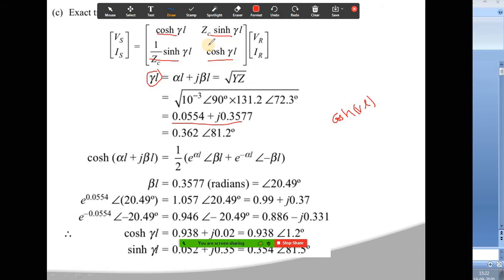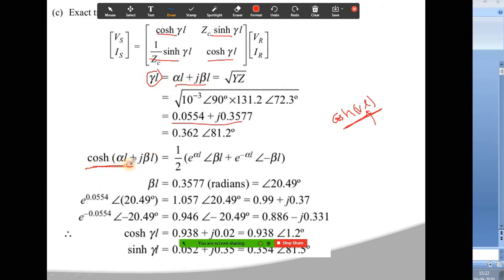We discussed the evolution of the ABCD method. Three methods we discussed, and out of those three you can use any method. Let us see cosh alpha L. You first calculate cosh alpha L, and in place of alpha L you can write alpha L plus j beta L.